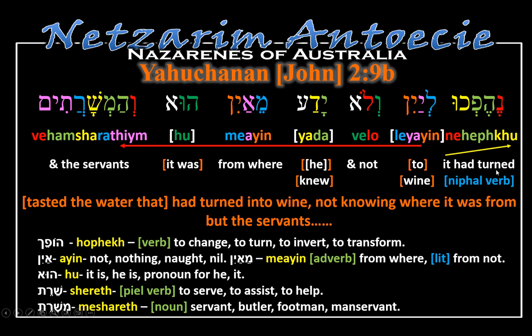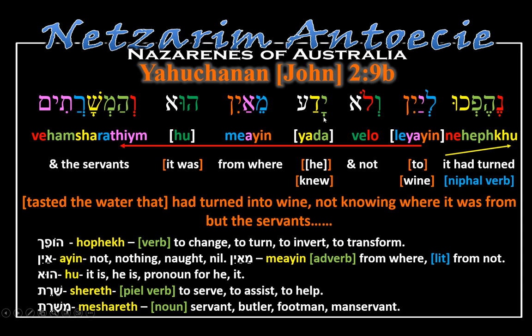It had turned. So again, the ending is like the pronoun, and it could be "it" rather than "they," because it's talking about the water. Right, so it had turned. So let's have a look. If we look here, hofek is a verb to change, to turn, to invert, to transform. It had turned or transformed, and it's a nifal verb. Le-yayin, to wine. Yayin is wine, to wine.